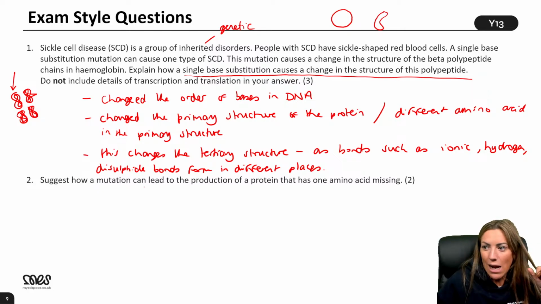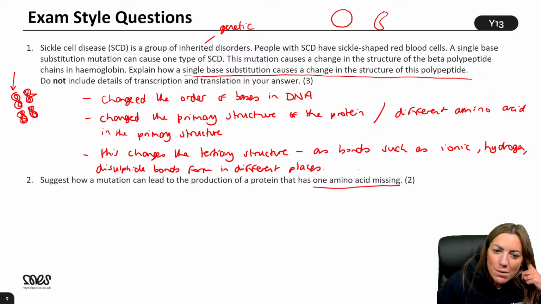Right, suggest how a mutation can lead to the production of a protein that has 1 amino acid missing. Oh, this is a good question. Let's see who's using their brains. You've got to think outside the box. You've got to use a bit of common sense.